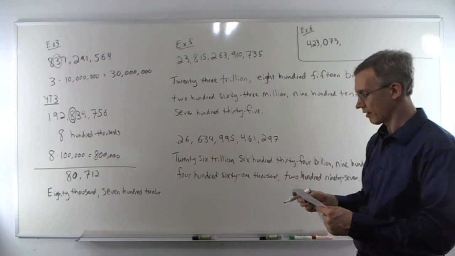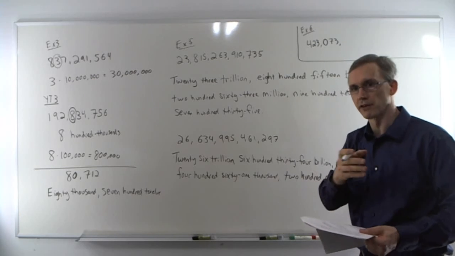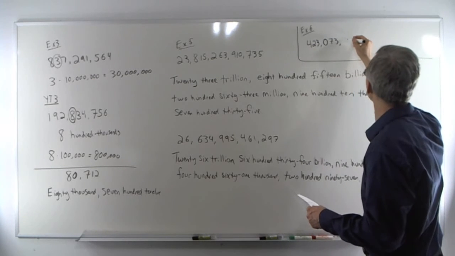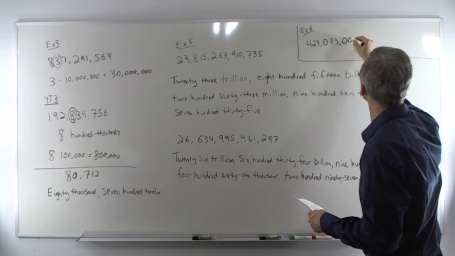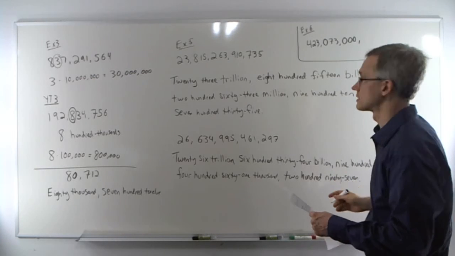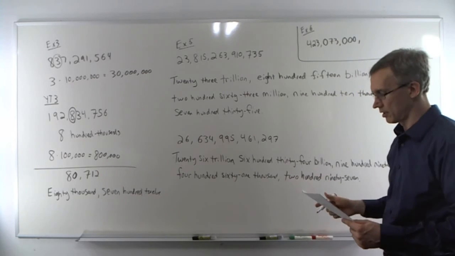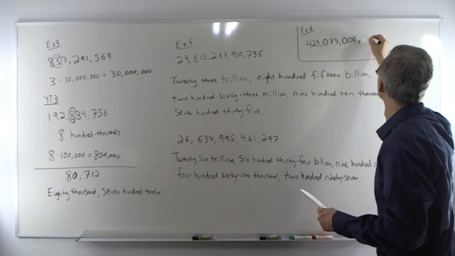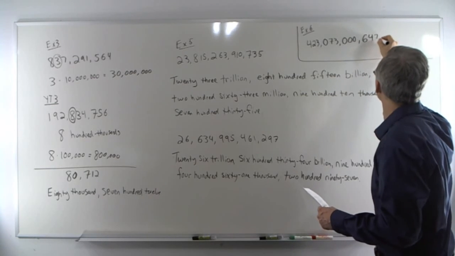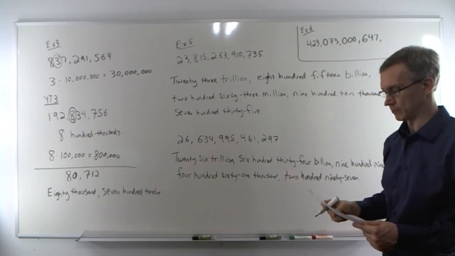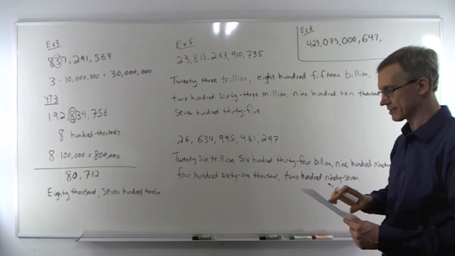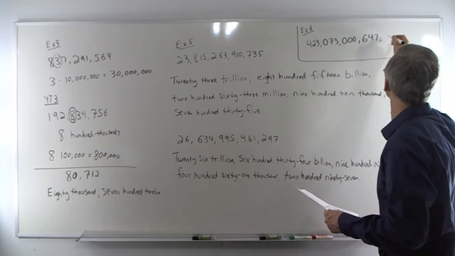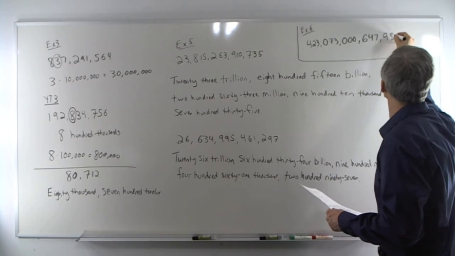And now there's nothing there for the million spot. If it's missing, put in zeros. So we have no millions. So 3 zeros go there. We need those as placeholders. Next up, 647,000. 647. And then the last set, 985.